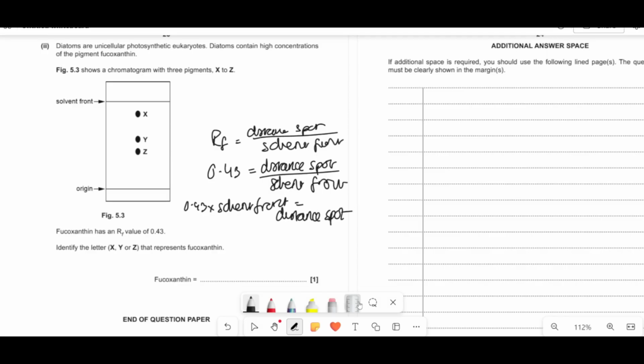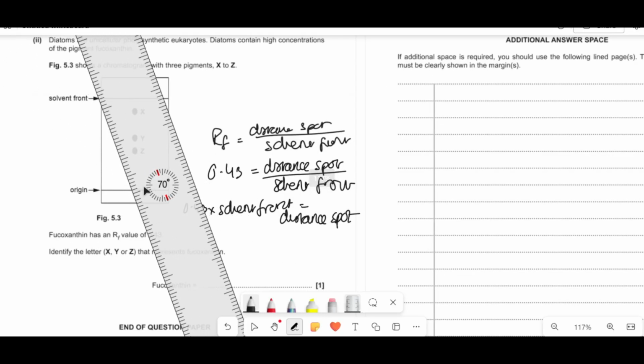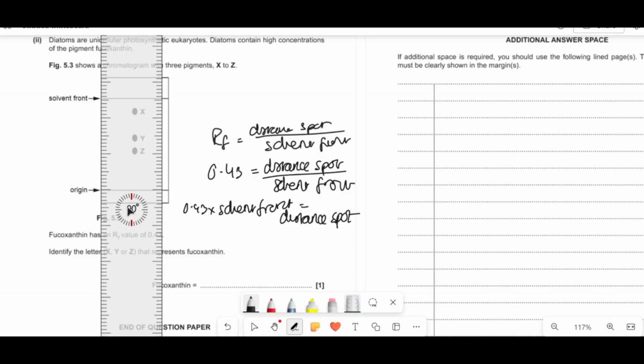Now, if I try measuring this with this rough ruler, let's see what we end up getting. It's from 1 to 2.6 of this ruler unit. So 0.43 times the solvent front, which was 2.6 of these ruler units, is 1.118. So the distance of the spot is going to be 1.118 of this unit. If I go here, that's about 1.1. The closest thing to 1.1 really is Z, because the others are way higher up. So it's got to be Z. So that's how you do it.